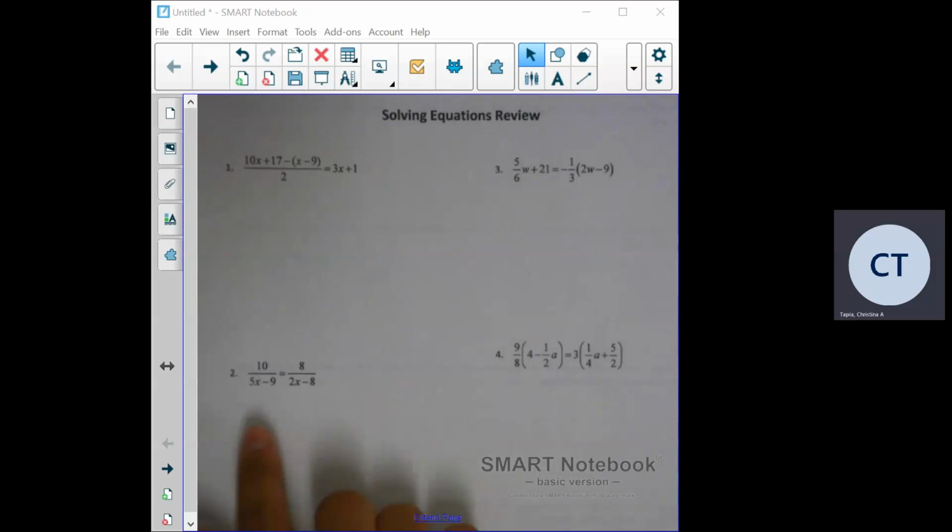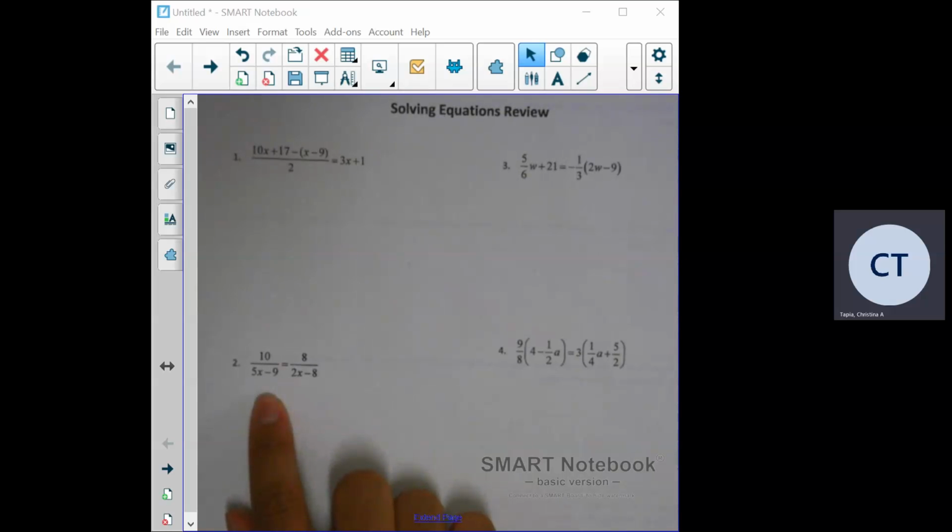So why did I say that number 2 was so easy? What method could you use to solve it? Lauren Ann? Say it again. Butterfly. What's another name for butterfly? Cross multiplication. So you guys have seen this before. This is called a proportion. This is when you have one fraction equal to another fraction. All you have to do is cross multiply. So you can use cross multiplication for number 2. That's an easy one. I'm not going to do that one.